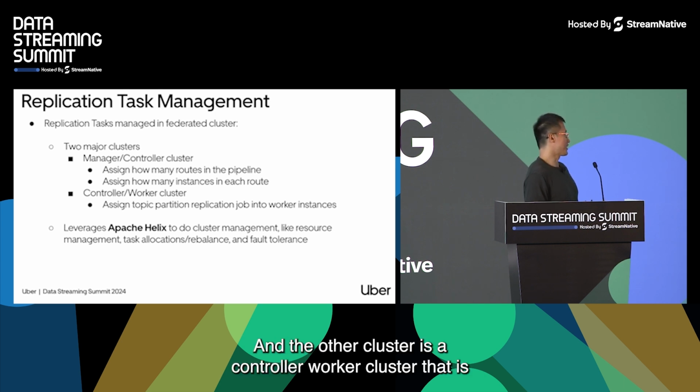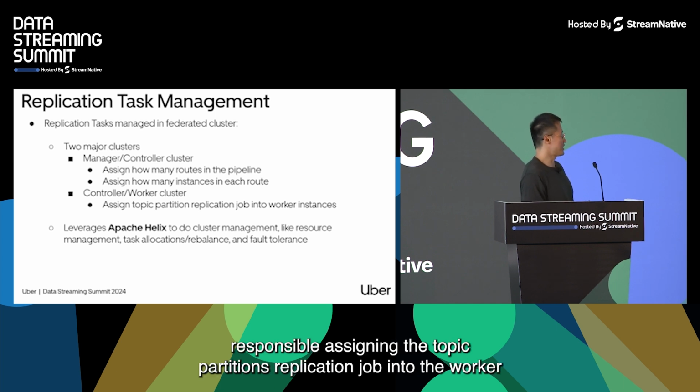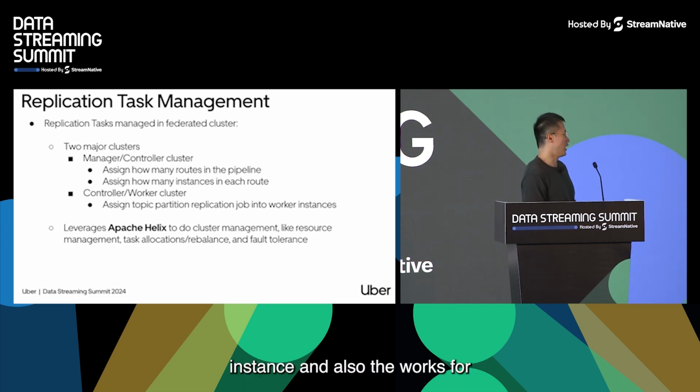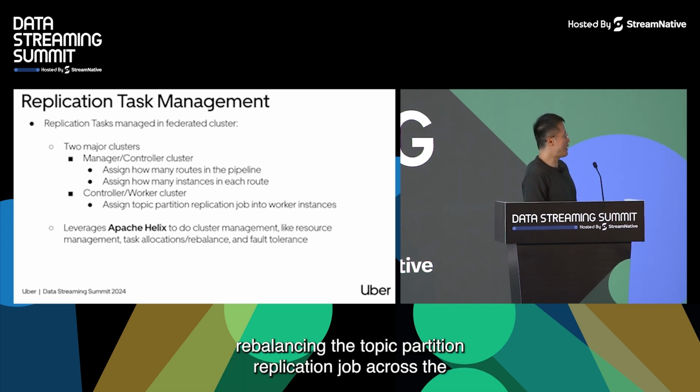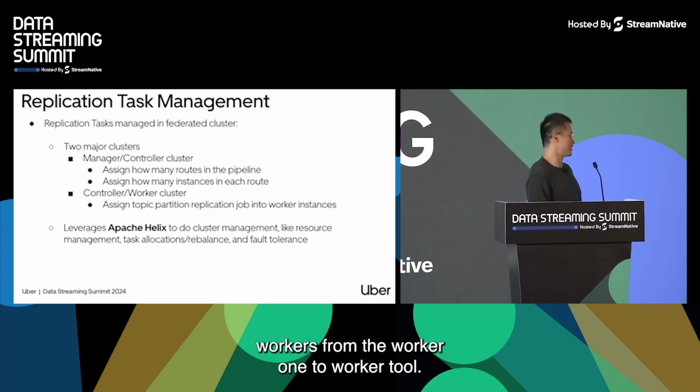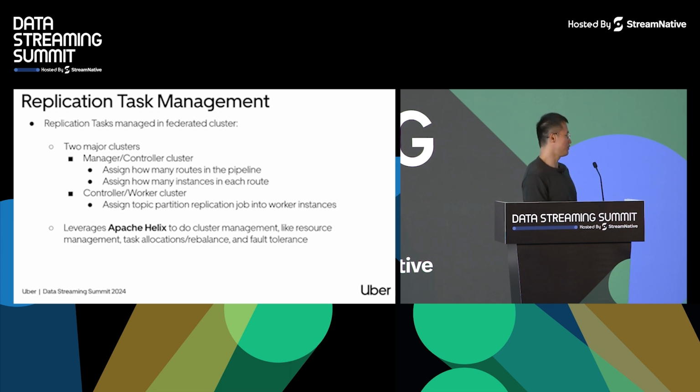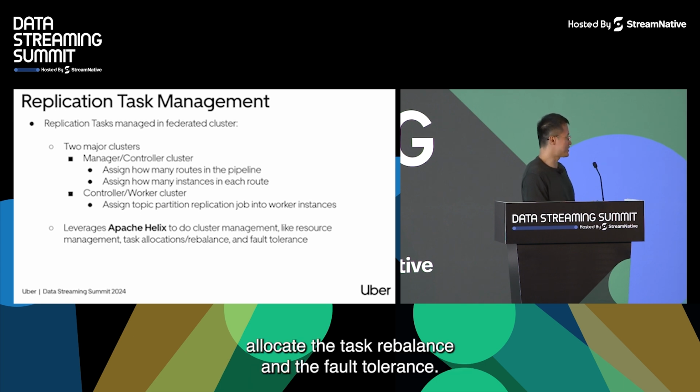And the other cluster is the controller worker cluster. That is responsible for assigning the topic partition replication jobs to the worker instances, and also for rebalancing the topic partition replication jobs across the workers, from worker 1 to worker 2. And all of these clusters leverage Apache Helix to do the management, like how to allocate the resources, allocate the tasks, rebalance, and fault tolerance.